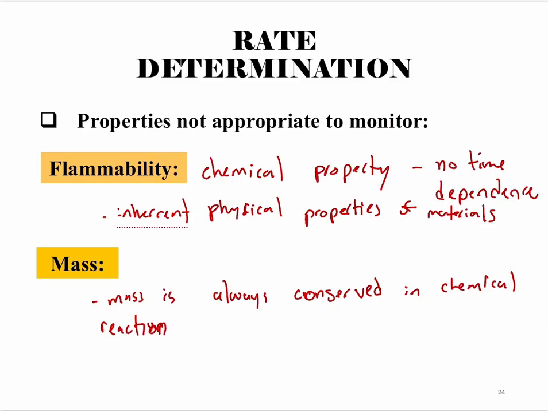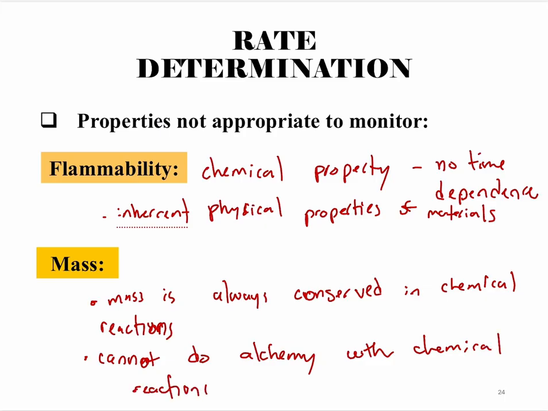If you guys go far enough in physics, then you'll find there's some funky stuff where mass isn't always conserved, but in general, for classical physics, mass is always going to be conserved. And normal chemical reactions are considered classical physics for the most part. Because we cannot do alchemy with chemical reactions. We will talk a little bit about when you can.